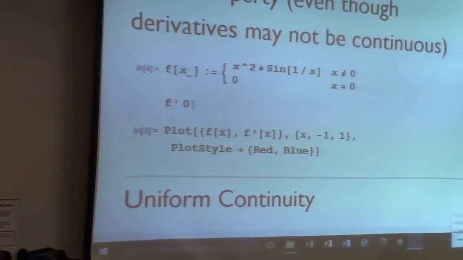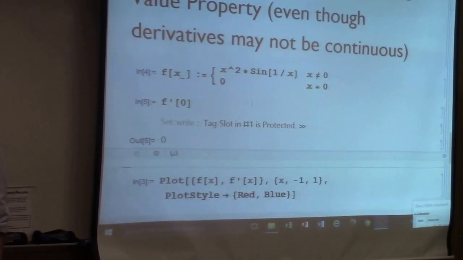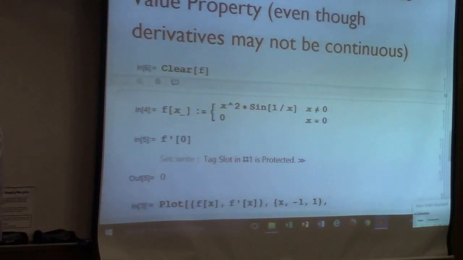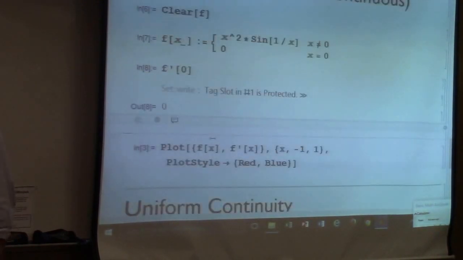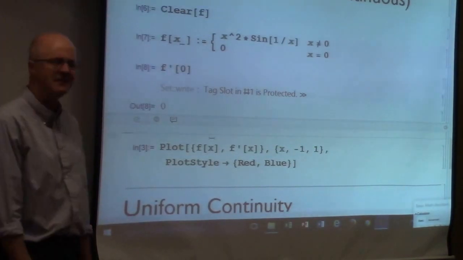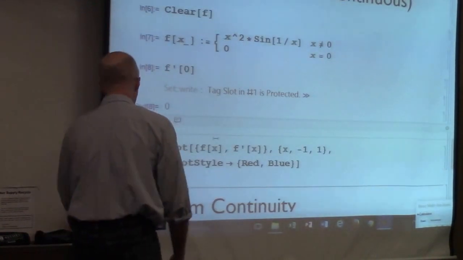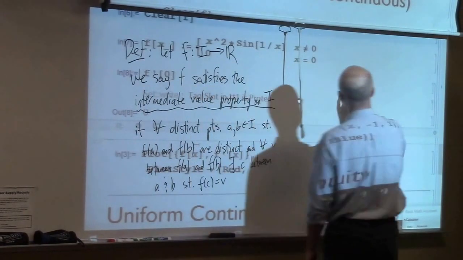Does Mathematica say it exists? Ignore this, tag slot number 1 is protected. Maybe I need to clear that. Maybe that's the problem. Clear f. That might help here. Mathematica claims, nope, still a problem. Mathematica claims that the derivative is 0. Is that right? It is right, actually. This function is differentiable at 0. In fact, we can do a quick limit calculation to believe that.